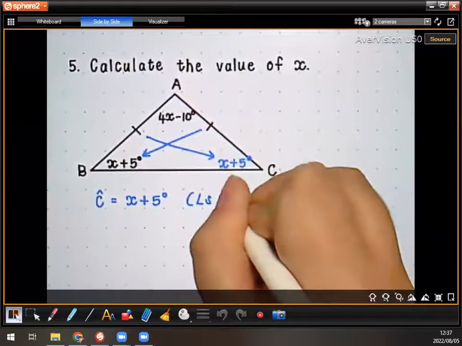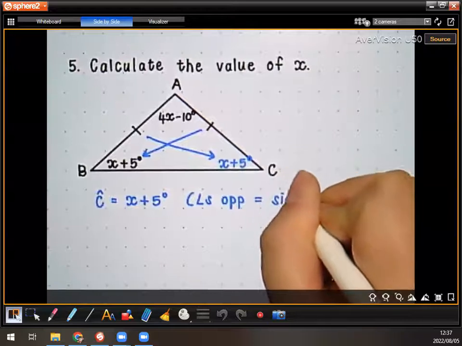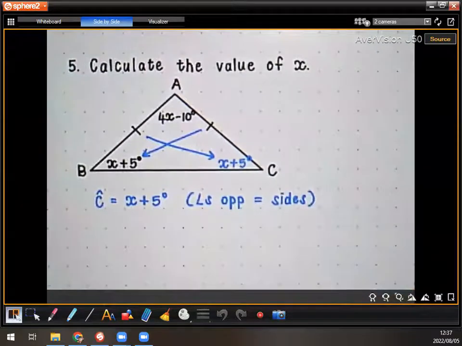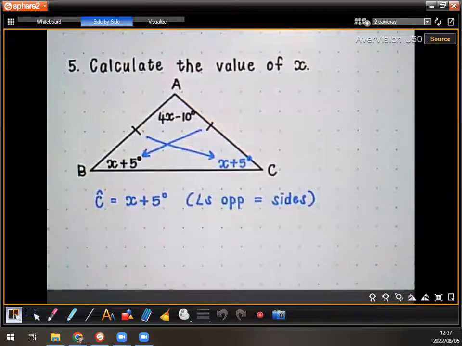Angles opposite equal sides. There will be a mark for that line, possibly even 2 marks. Okay, one for that, one for that. If you don't write that, guys, you can lose up to 2 marks. Okay, it's important.